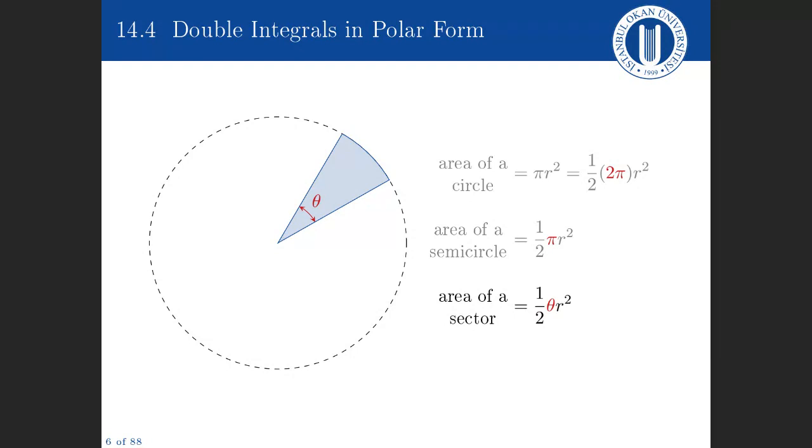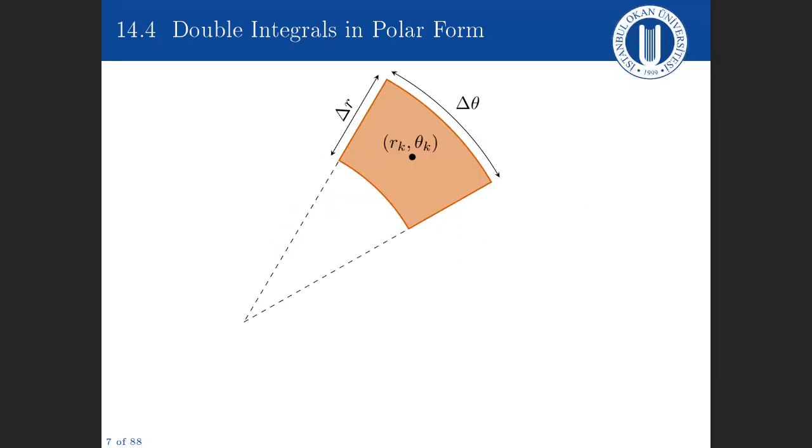Okay, next idea. I want to calculate the area of this orange piece. Let's say that the center of this piece has the coordinates rk, theta k, so then the distance from the center of this piece to the origin is rk. That means this green distance is going to be rk minus delta r over 2, and this blue distance is going to be rk plus delta r over 2.